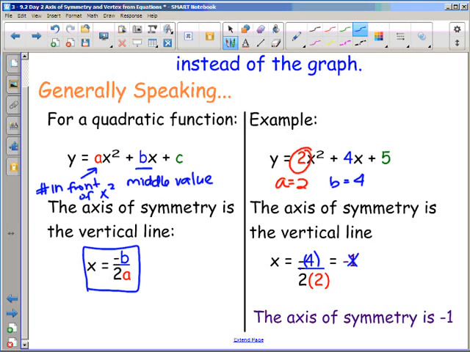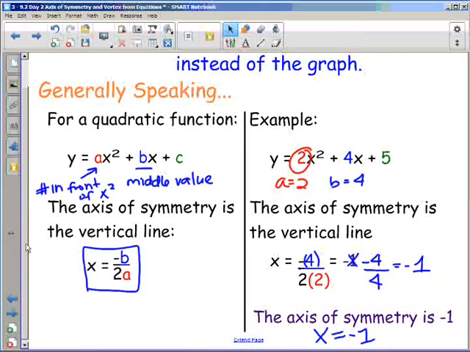And I skipped a step here, so it does equal -1, but on the top I would get a -4, and 2 times 2 is 4. So in the end, I end up with -1. Okay, so it tells at the bottom the axis of symmetry is -1. In other words, we should write that it's x equals -1.